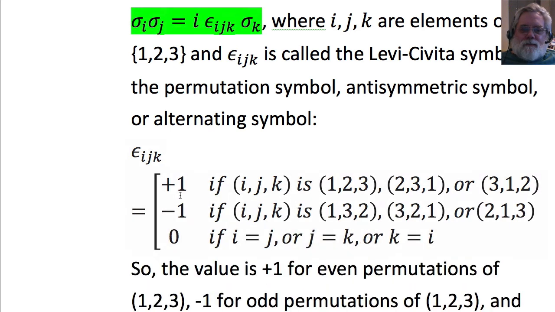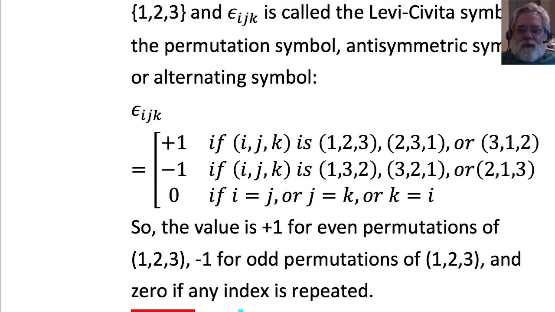And it has this rule. Epsilon ijk is +1 if ijk is 1, 2, 3, 2, 3, 1, or 3, 1, 2. It's -1 if ijk is 1, 3, 2, 3, 2, 1, or 2, 1, 3. It's 0 if any of them are repeated: i equals j, j equals k, or k equals i. So the value is +1 for even permutations of 1, 2, 3. If you rotate them 1 to the left, you get 2, 3, 1. If you rotate it once again, you get 3, 1, 2. It's -1 for odd permutations, and 0 if any index is repeated.